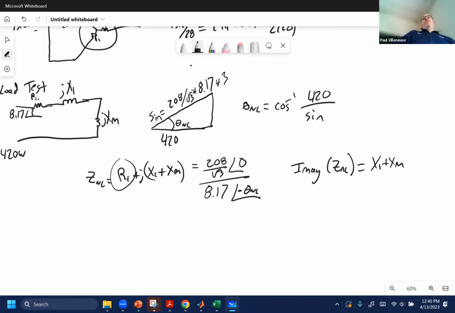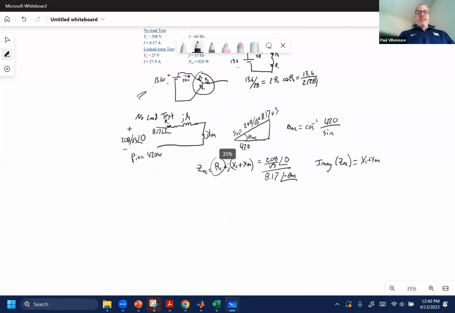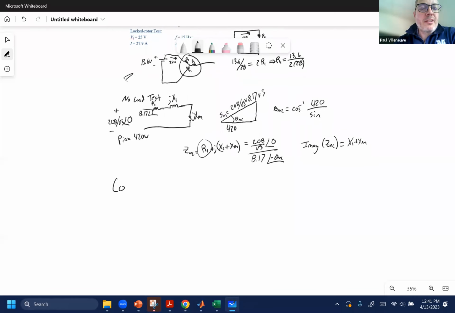One equation, two unknowns. So I have to do another equation, which means I have to get my results from my locked rotor test. And in my locked rotor test, remember, my slip is equal to 1. So X2 and R2 are much, much smaller than XM. So we're going to assume that there's no current that goes into that magnetizing one. That's also why we apply a pretty small voltage to help make sure that there's no current.